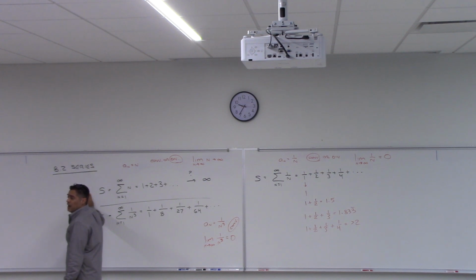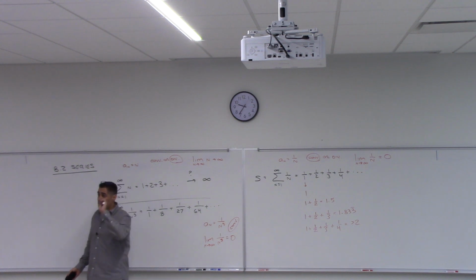So to clarify what those sums are, S sub 1 would mean just add up the first one, right? S sub 2 would mean you're adding up the first 2. S sub 3 is the first 3. S sub 4 is the first 4. And so on and so forth. S sub n is the first n being added up. Yes?